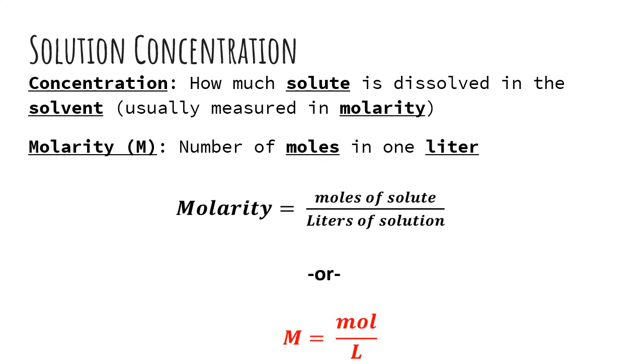And for chemistry, we use the unit molarity to measure concentration. So molarity is defined as the number of moles in 1 liter. So molarity is moles of solute over liter of solution, which is moles over liters. And we represent molarity with a large M. So a large M stands for molarity, and it's the same thing as saying moles per liter.